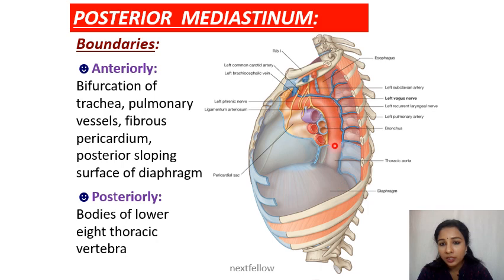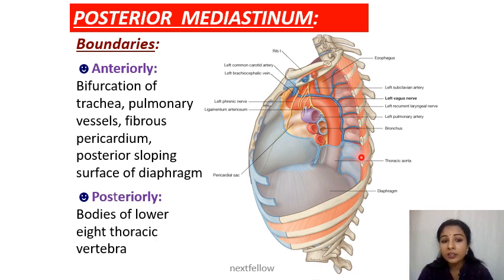So this is the posterior mediastinum, where we are seeing the descending thoracic aorta, esophagus, and the azygous and hemiazygous veins posteriorly, and transversely running structures like intercostal arteries and intercostal veins. The veins drain into the azygous and hemiazygous, and the arteries are branches of the descending thoracic aorta. So all these are the contents of the posterior mediastinum.